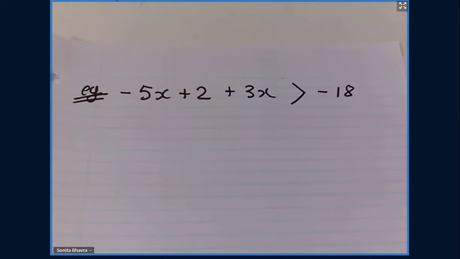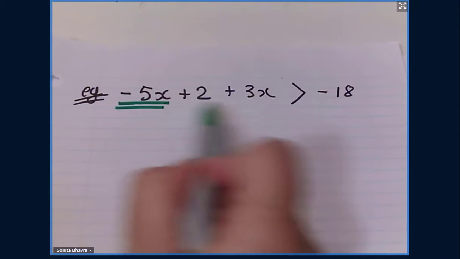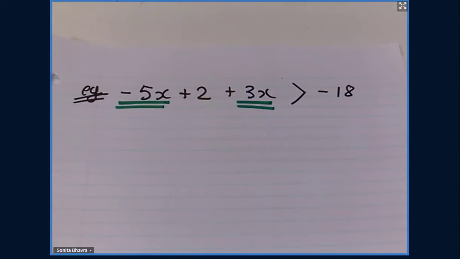All right, today's class we are looking at more inequalities and just solving some more examples. So our first example here, we have negative 5x plus 2 plus 3x is greater than negative 18. So the first thing we'll do is collect our like terms. We can collect this negative 5x and the 3x together before we start moving things over that greater than symbol.